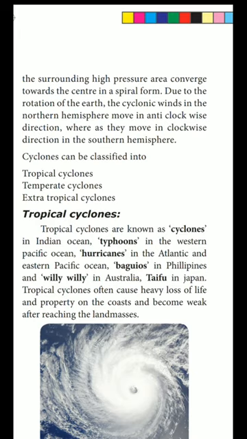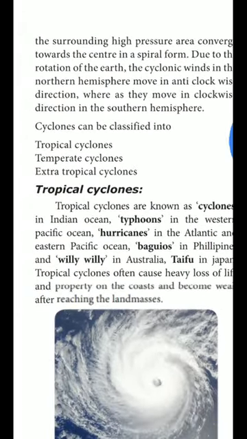Okay students, next, the cyclone can be classified into three types. What are the three types of cyclone? They are the tropical cyclone, temperate cyclone, and extra tropical cyclone. About these one by one we are going to study. About these things only today we are going to learn. Next thing, next class we can learn. Okay, the first one is the tropical cyclone.